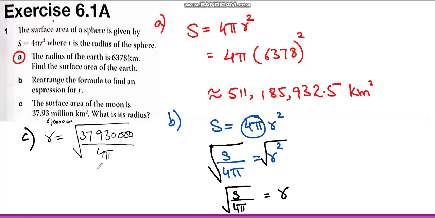So I can use the calculator to find the final answer. Finally, we will get our approximate answer that will be equal to 1,737 kilometers. This will be the radius. Now let's proceed to the next question.